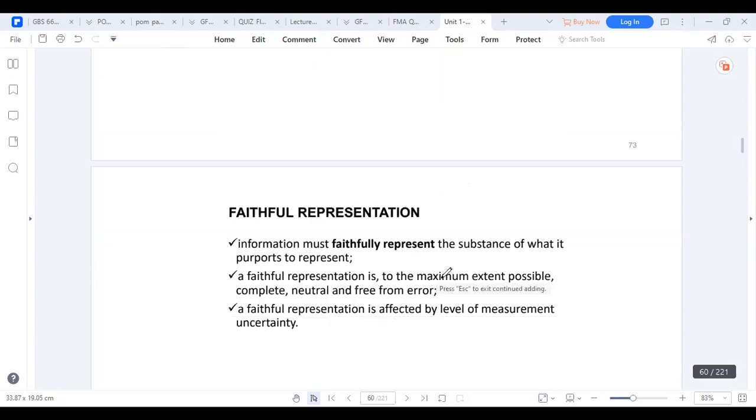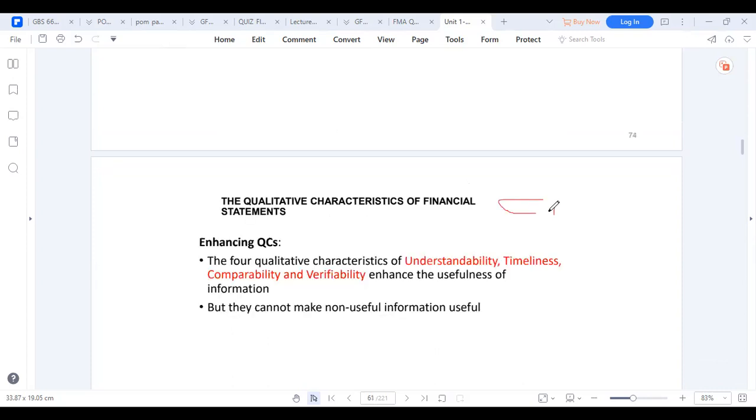Financial information is also capable of making a difference in decisions. When you go to faithful representation, it must present the substance of what it purports, to the maximum extent possible. A faithful representation is affected by the measurement of uncertainty. When we go to the enhancing, we said CTUV. Must have what? Comparability, timeliness, understandability, and verifiability.